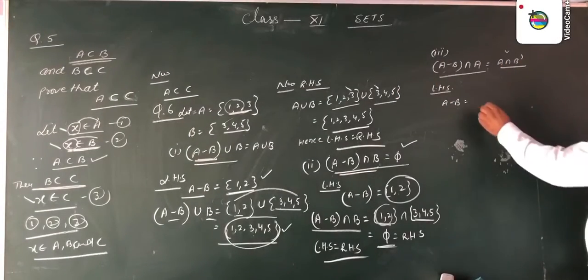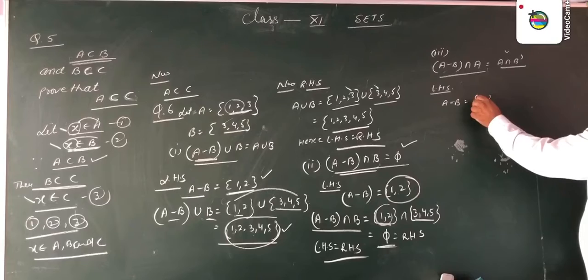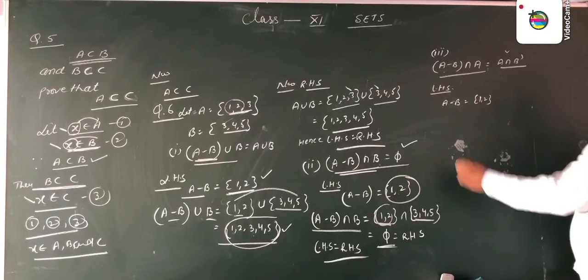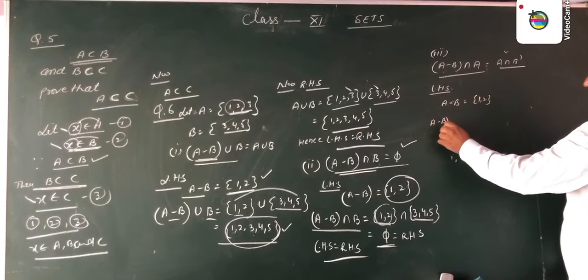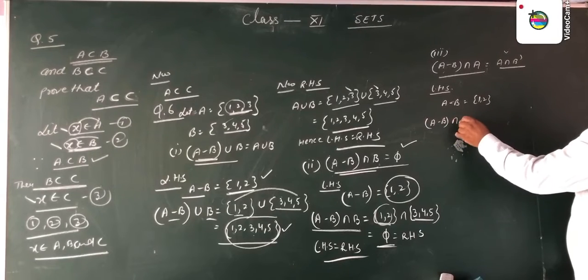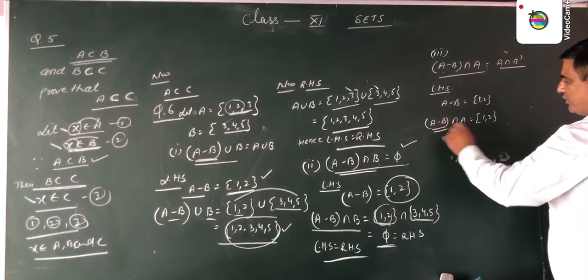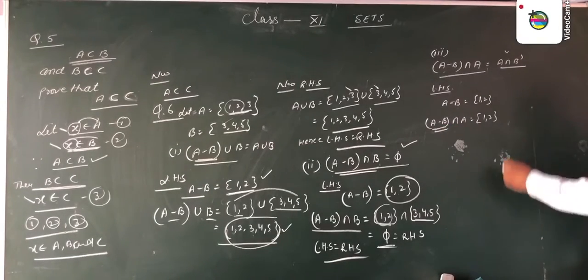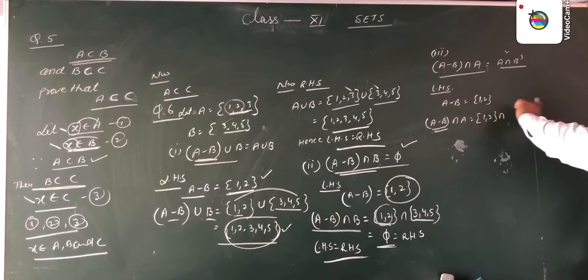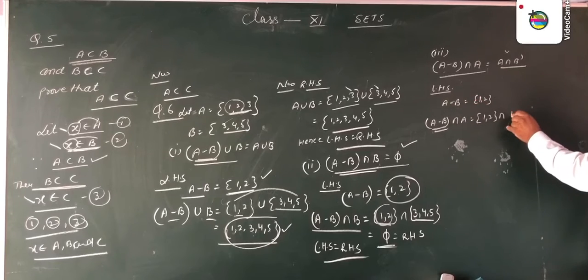So, A difference B, intersection with A. Now it is the set of elements of A difference B intersection with A. The set A is 1, 2, 3.